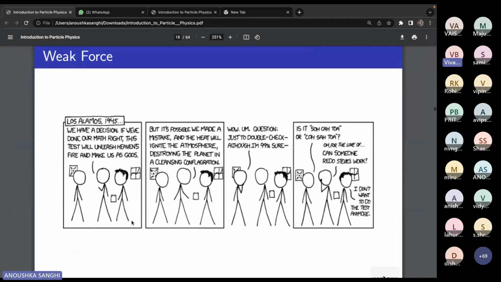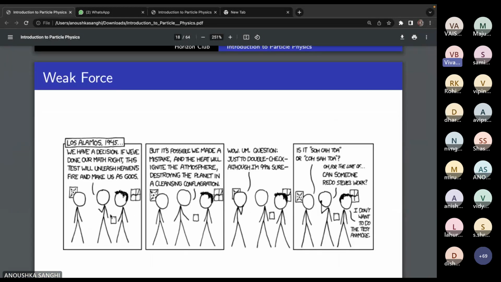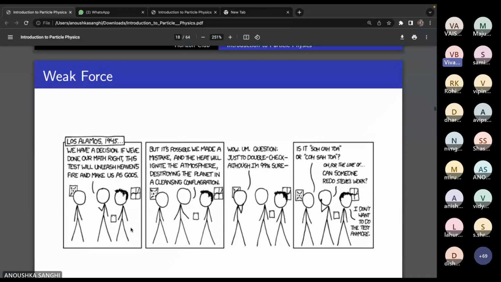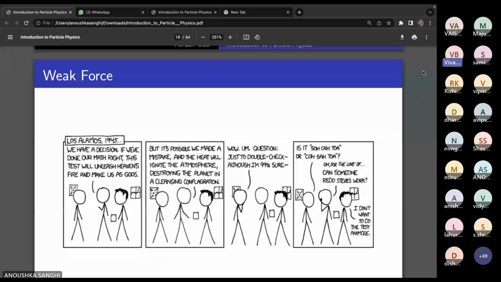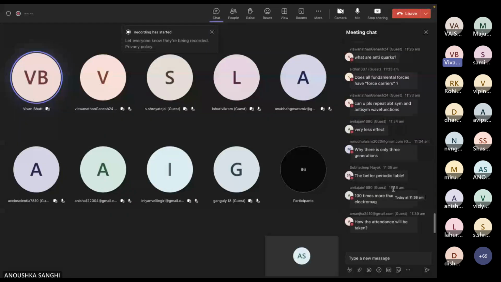A couple of questions, Anushka. Can you repeat about symmetric and anti-symmetric wave functions? And another one asking why there are only three generations. Okay, so we're talking about these three colors, right? No, as in three quark or three Lagrange generations.